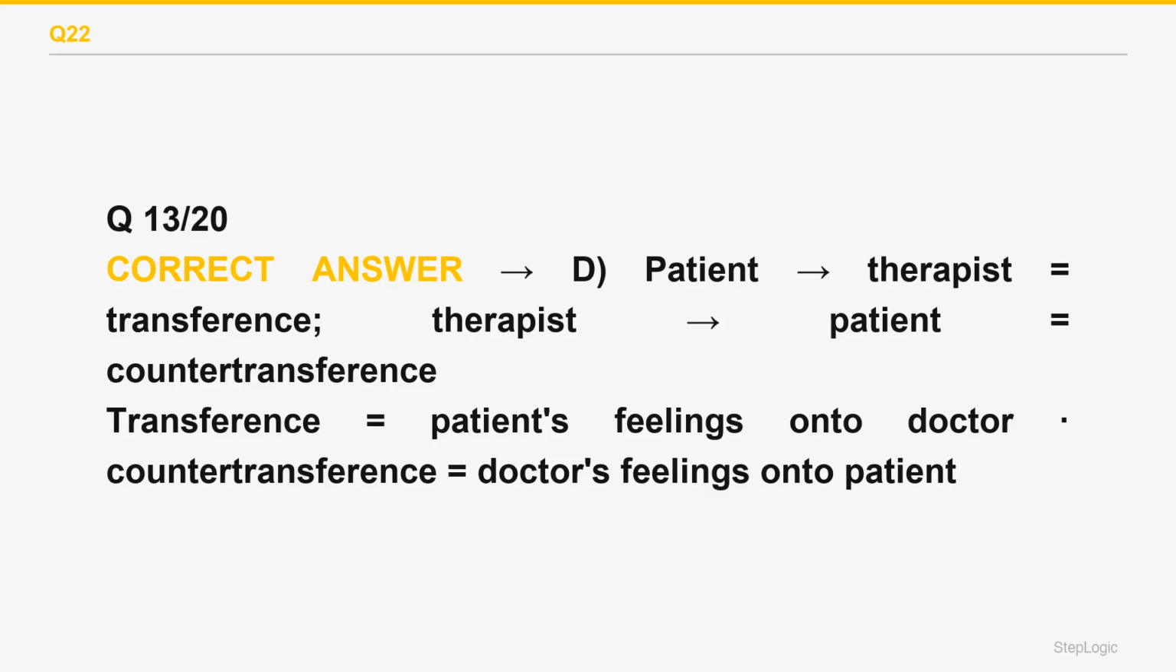The direction is the key to telling them apart. Transference flows from patient to doctor. Countertransference flows from doctor to patient. Recognizing countertransference is important for physicians because their own unexamined feelings can interfere with objective, appropriate care. Both are normal phenomena to be aware of and manage in the therapeutic relationship. The patient's transference of paternal feelings and the therapist's countertransference of paternal feelings toward the patient are the answer.